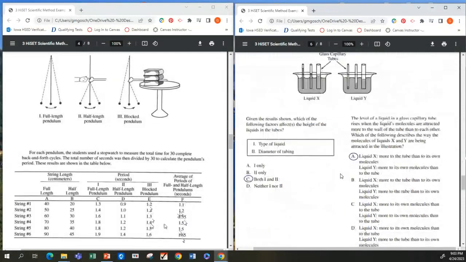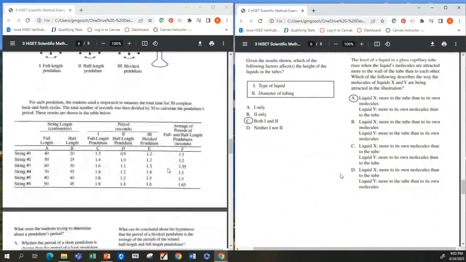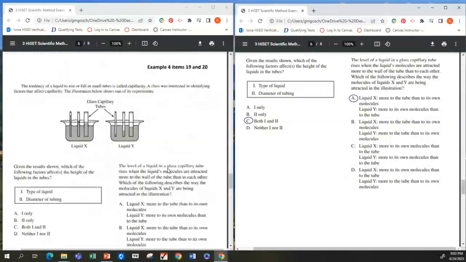Okay, I'm going to go on to the next one. I'm going to display the whole picture here. Okay, the tendency of a liquid to rise or fall in small tubes is called capillarity. A class was interested in identifying factors that affect capillarity. The illustration shows one of its experiments. So we can see that we have two different liquids here, liquid X and liquid Y. We have different capillary tubes. These are these small tubes. Well, we have narrow, medium, and large sized tubes in each of these liquids.